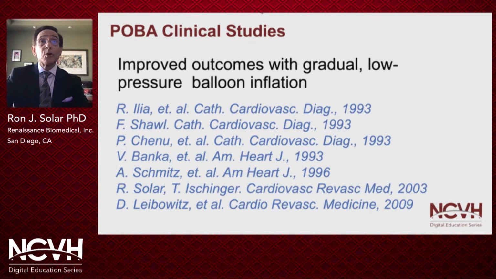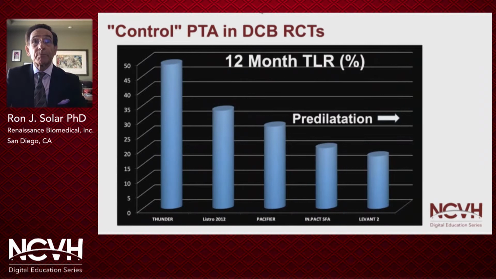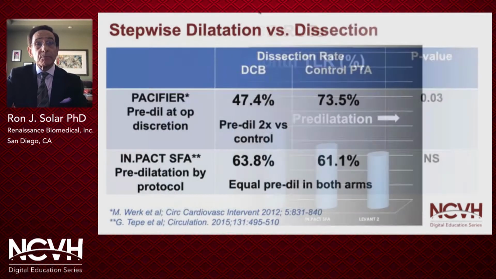To improve balloon angioplasty results, a number of investigators have shown that slow, gradual, and long inflation protocols, three-plus minutes at low pressure, resulted in better acute outcomes. From the PTA control arms of the drug-coated balloon randomized trials, we've learned that outcomes are better when the vessel is first pre-dilated with a smaller balloon. And this is actually another way to gradually dilate.